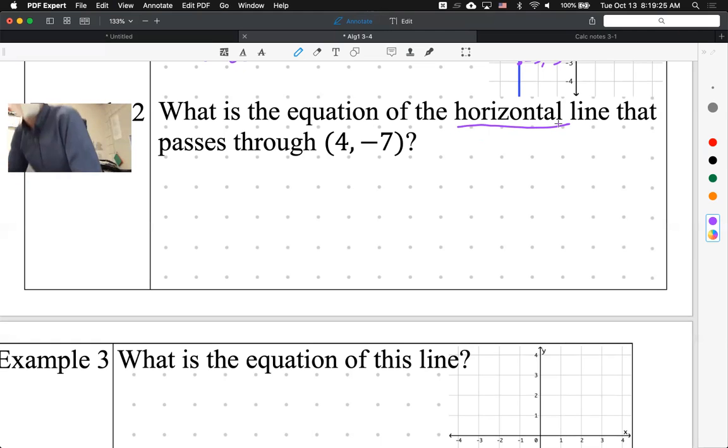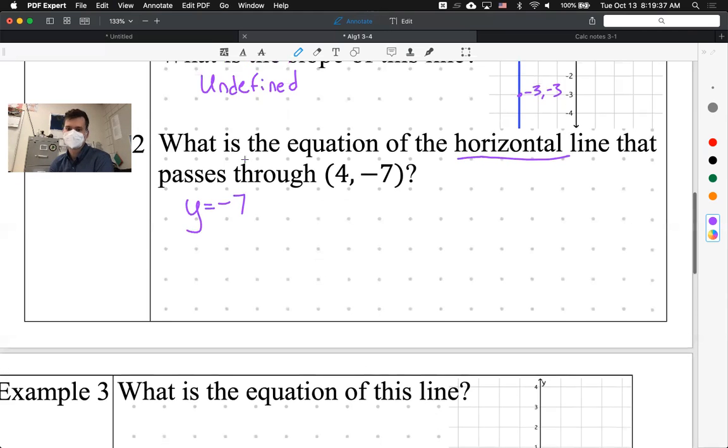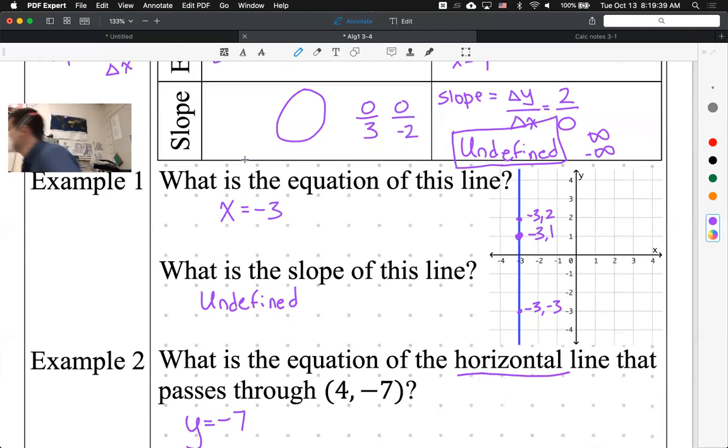Ripley, tell us. Wouldn't it be y equals -7? It is. Tell us why. Because the horizontal line is going through the y intercept, and -7 will always be the y coordinate. Yeah. So let's look at that again. And I kind of want to see my table up here.